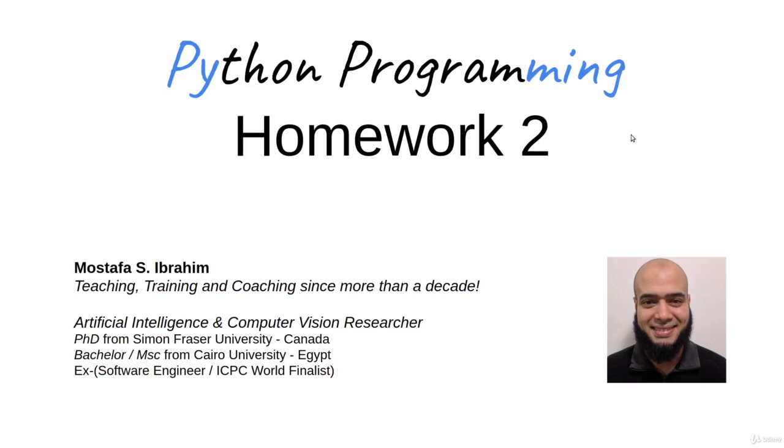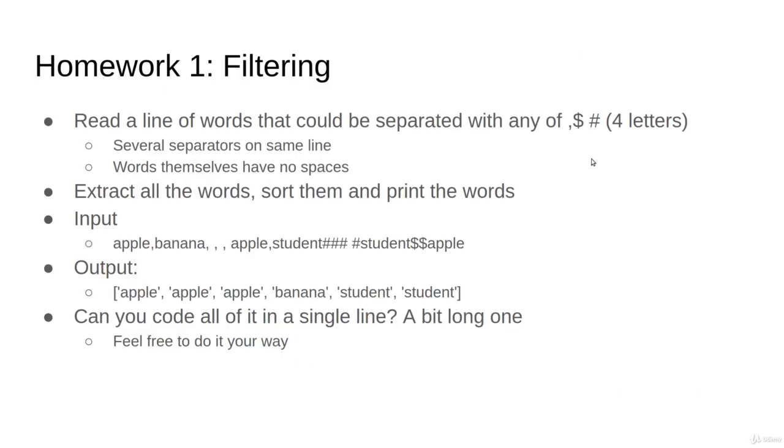Homework set number 2. Number 1, filtering. You will read a line of words that can be separated with any of the comma, the dollar sign, the space, and this symbol. There can be several separators consecutively, and the words themselves don't have any spaces. What you are supposed to do is to extract all the words, sort them, and print them.